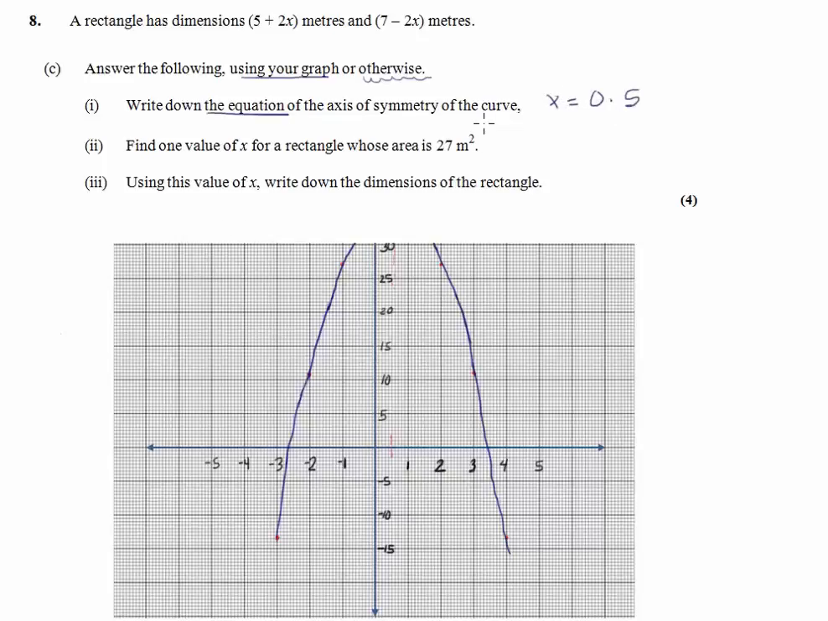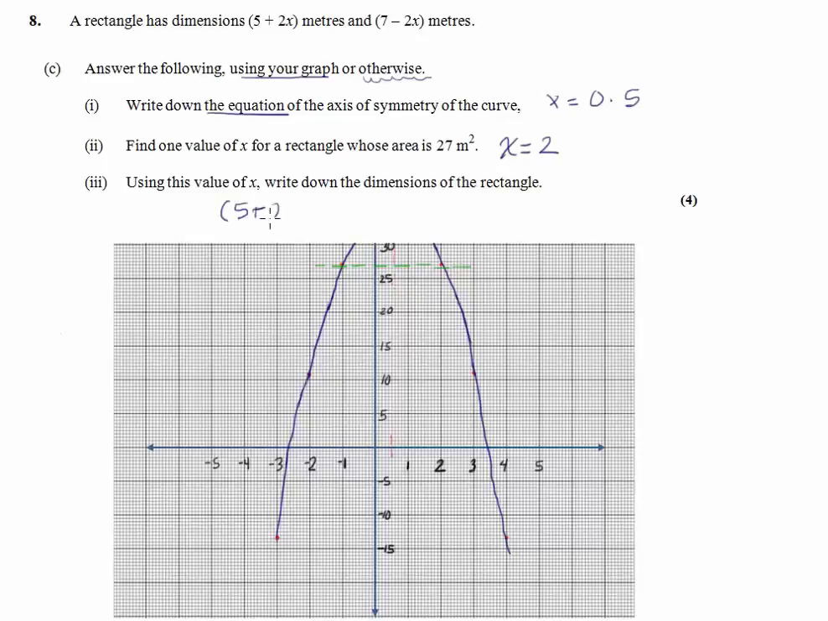Part 2, they want me to find the value of x for the rectangle whose area is 27 meters. This goes back to the fact that my y-axis is the area. So I can go up to 27 meters and draw a line going across, and then look at what the x values are. For this problem, those values were part of my table even. So I can see that x equals 2 is one place where the area is 27.